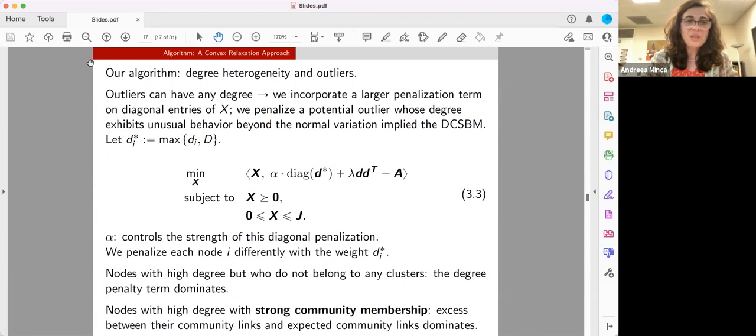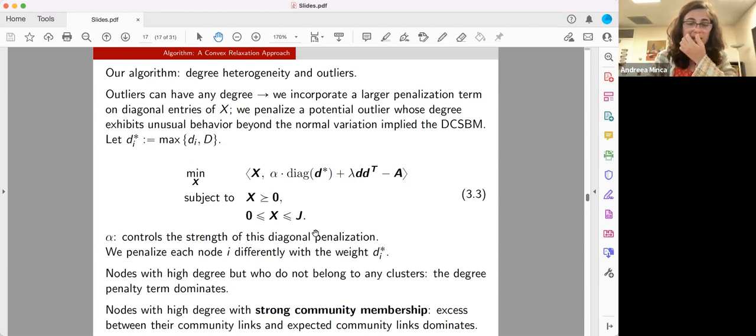And now you have a bunch of tuning parameters, actually two tuning parameters here, and alpha controls the strength of this diagonal penalization. Importantly, this has to be done in accordance with the observed degree of the node. This is how you are going to determine which ones are going to be the outliers and which ones are going to be the inliers. So if you see that a node has high degree, and this penalty dominates this difference, then it means that it does not have a strong community membership, but it simply has a large degree, and we can safely identify it as an outlier.